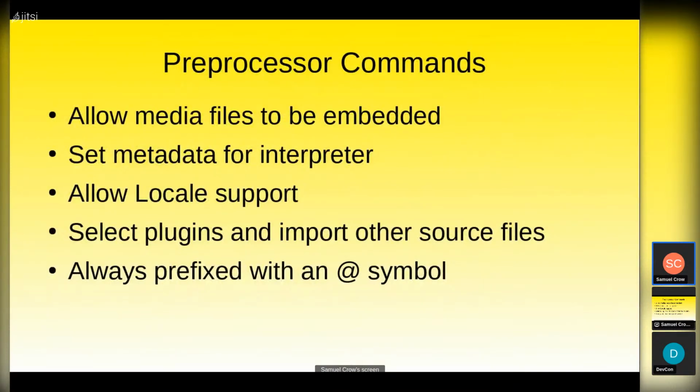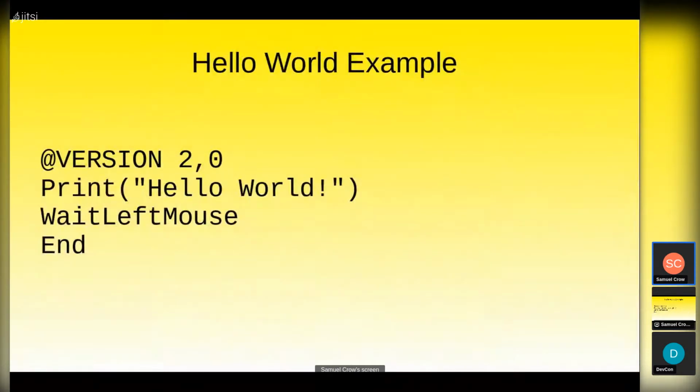Here's a simple text-based hello world example. Notice how the version preprocessor directive prevents Hollywood compilers with a version lower than 2.0 from compiling it. Nice and simple. Cool. Okay, next one.